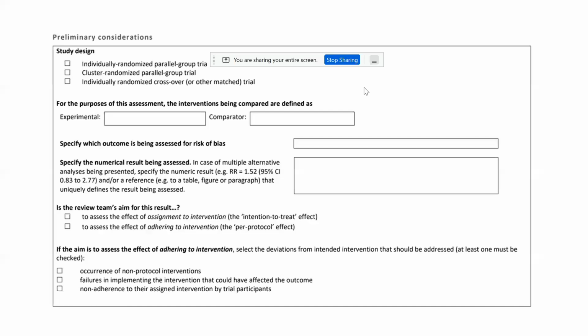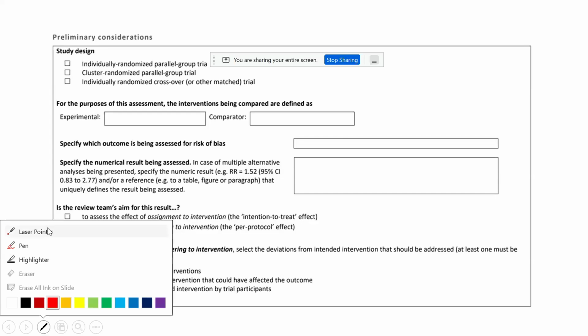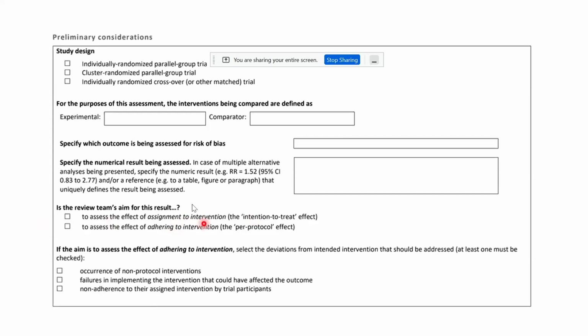We also need to decide, as the review team, whether our aim for the result is to assess the effect of assignment to intervention or to assess the effect of adhering to intervention. We will discuss this in more detail when we come to domain 2.